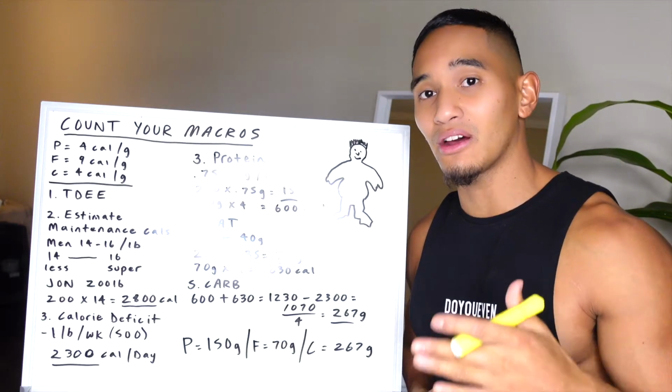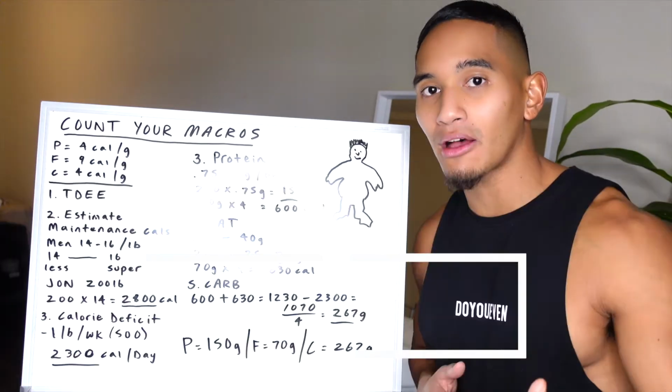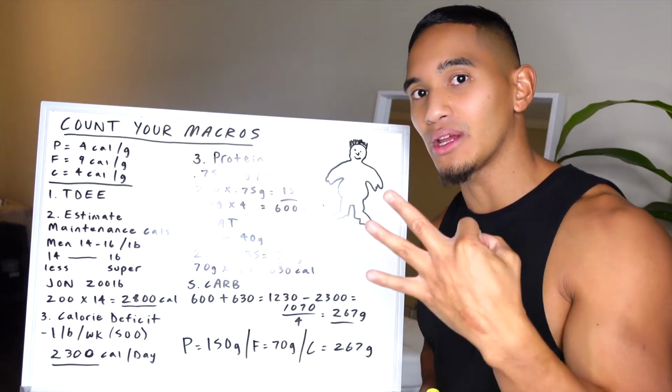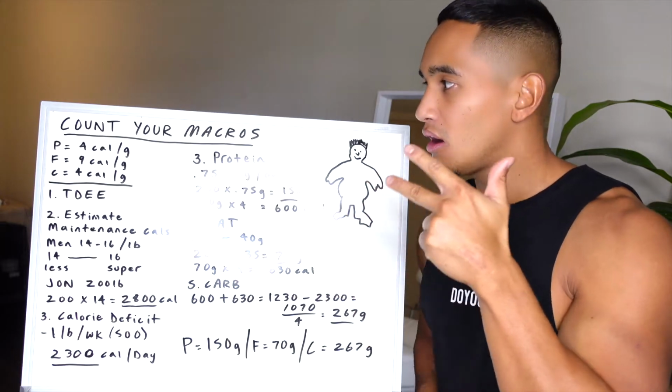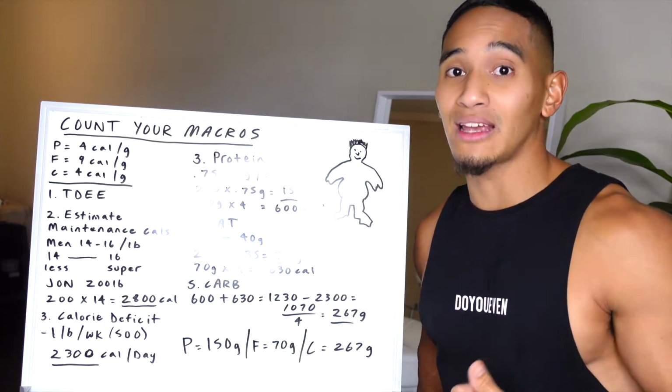Today's topic is going to be on how to count your macros and track your calories in the easiest way possible. One thing you guys got to know about macronutrients is it consists of three pillars: your protein, your fat, and your carbs. Macros is basically what we need in the body in order to utilize energy.